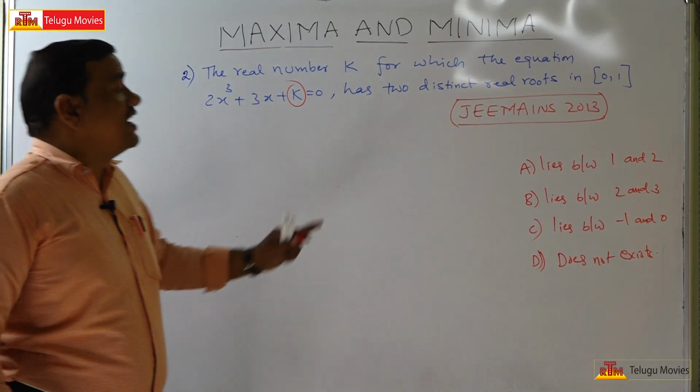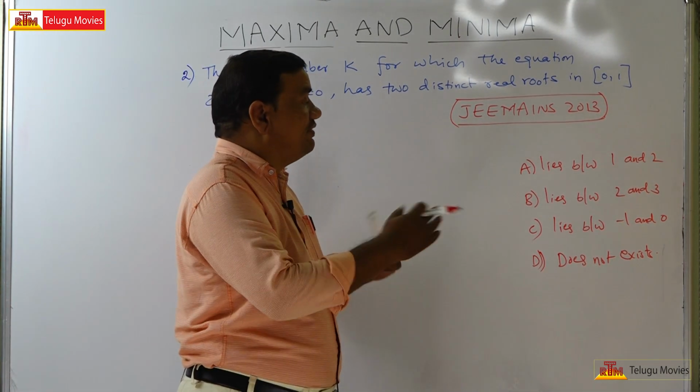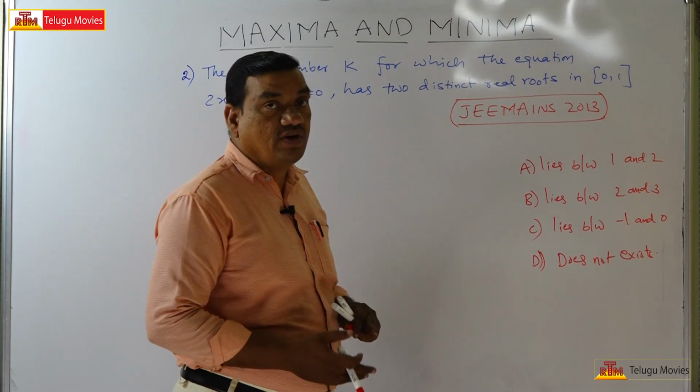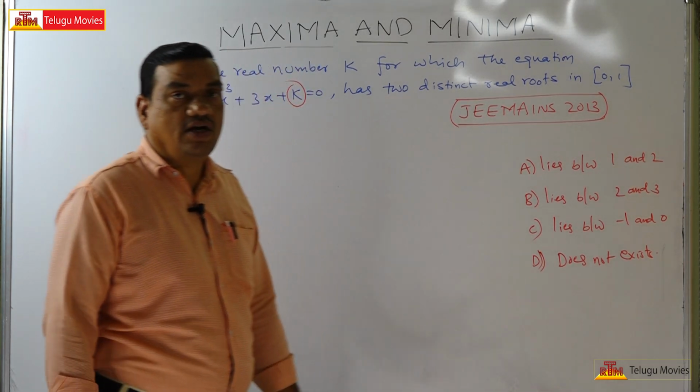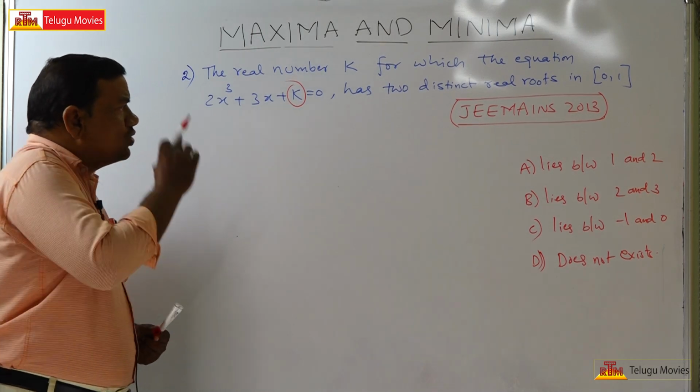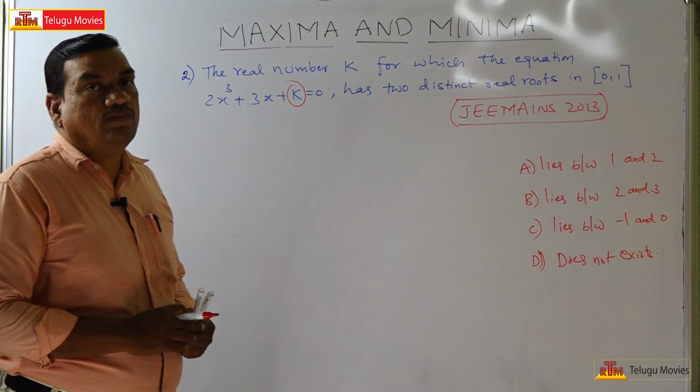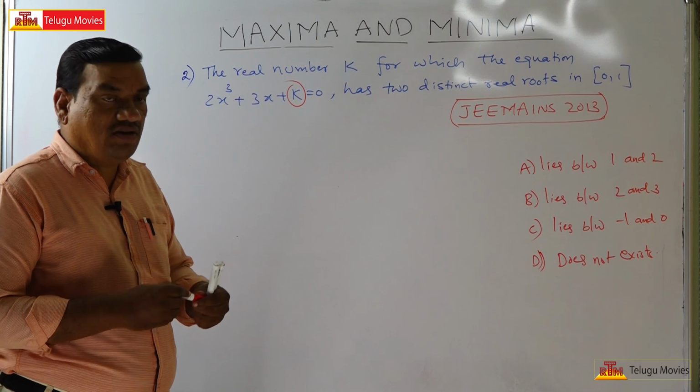So the k value lies between 1 and 2, or between 2 and 3, or between minus 1 and 0, or it does not exist. Understand this? Let us see that. Before explaining this problem, you should know one basic concept.